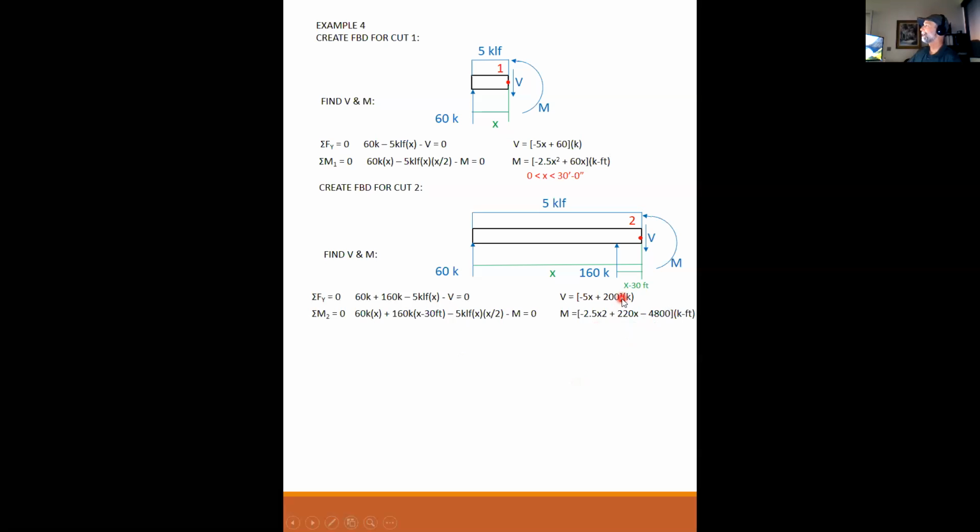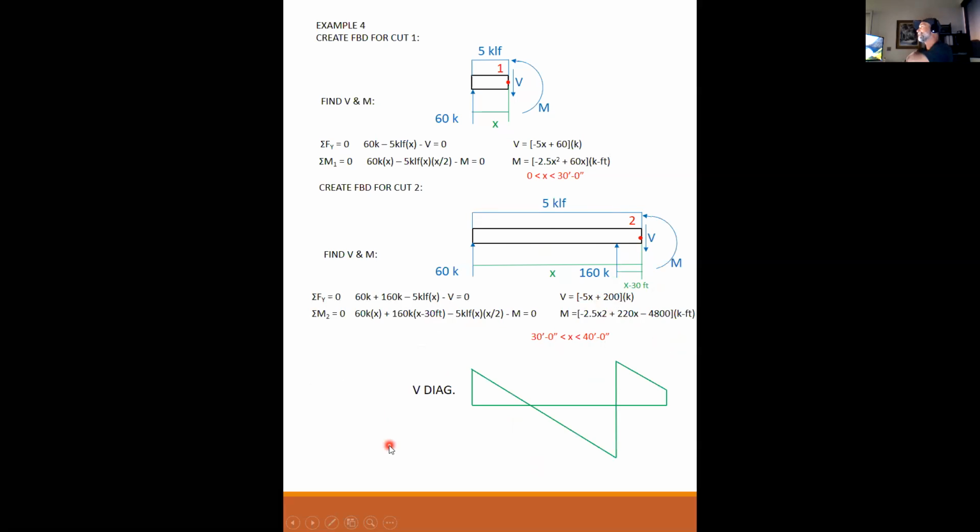So yes, for everybody else, that 200 right there should be a 220. And got that, okay. So this equation is now valid from 30 to 40 feet. And the load is uniform, so the shear is linear. The moment is parabolic.